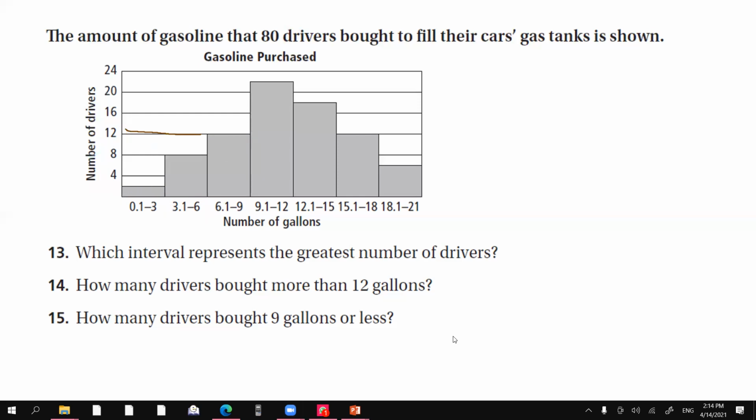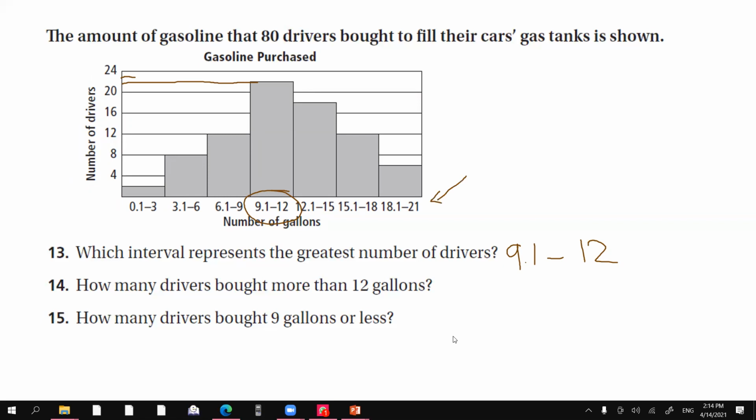Which interval represents the greatest? So I will see here, where's the greatest one? This is the greatest one. So which interval is the greatest? 9.1.